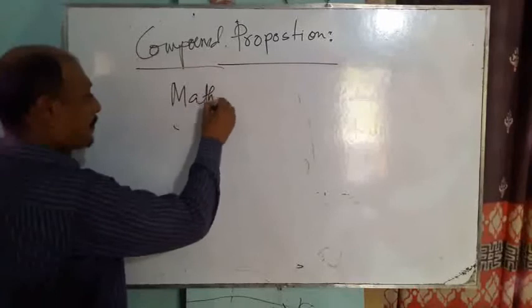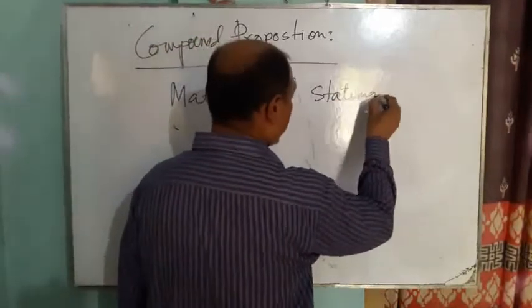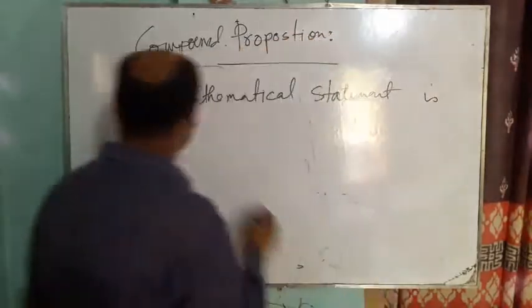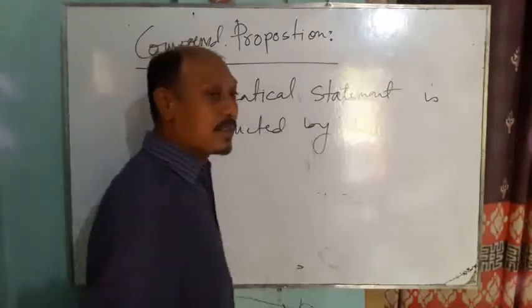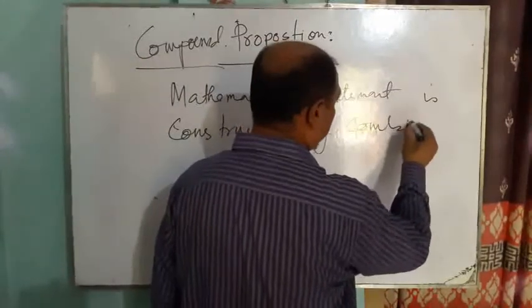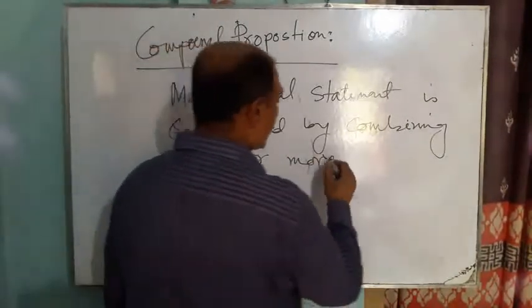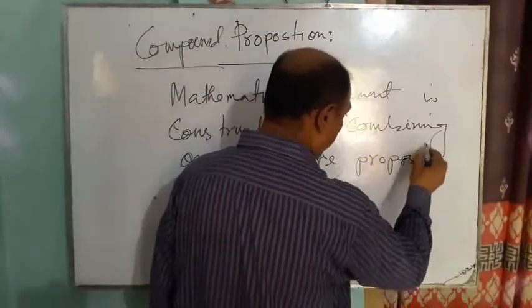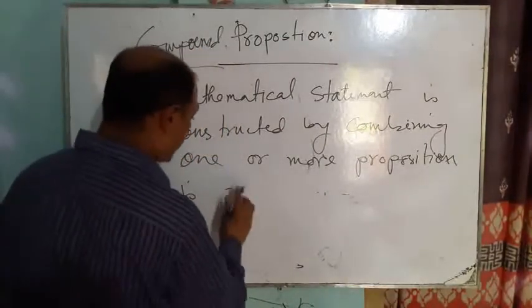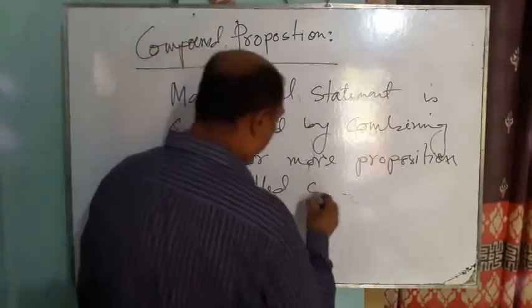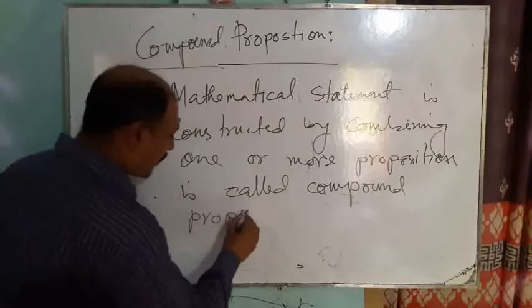A mathematical statement constructed by combining one or more propositions is called a compound proposition.